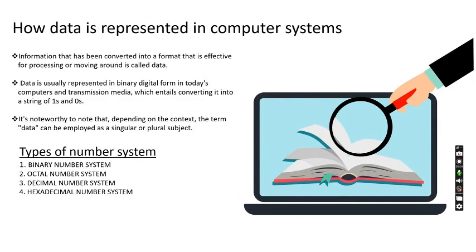How data is represented in computer systems. Information that has been converted into a format that is effective for processing or moving around is called data. Data is usually represented in binary digital form in today's computers and transmission media, which entails converting it into a string of 1s or 0s. Types of number systems: binary number system, octal number system, decimal number system, and hexadecimal number system.